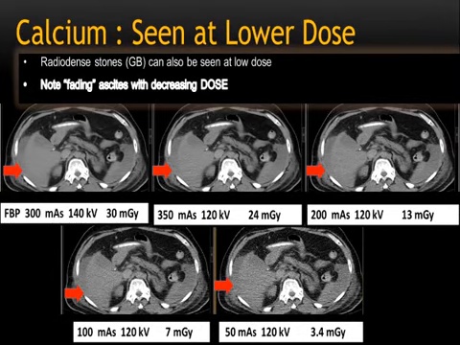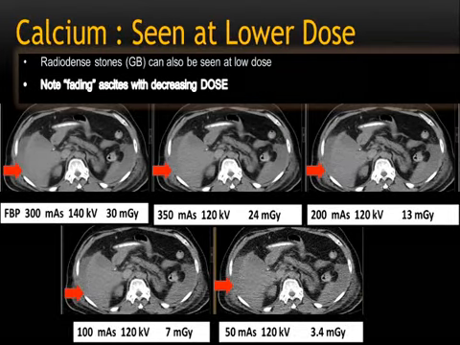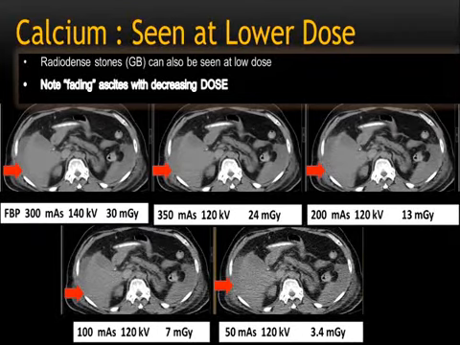So that means that the calcium can tolerate much lower dose. However, when it comes to soft tissue or a routine abdomen, perhaps you need higher dose, especially in this size patient, at least, than 7 milligray is offering.